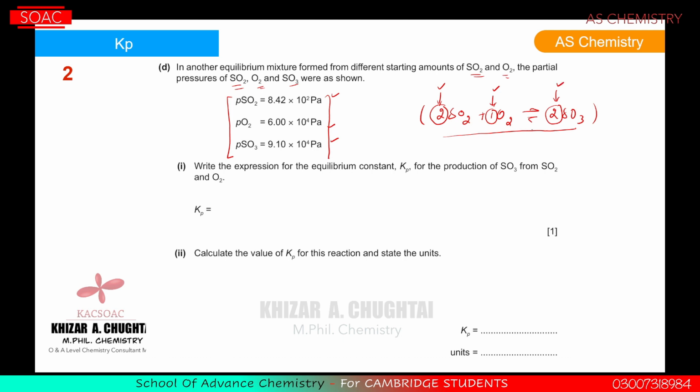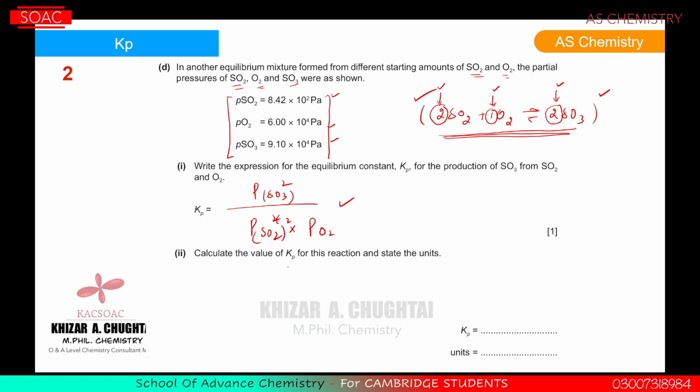So according to this equation, this reaction, I'm going to write the expression of Kp with respect to this equation. So partial pressure of the species present on the right hand side, that is SO3, raised to power 2 divided by pressure of SO2 raised to power 2 multiplied by partial pressure of O2. So this is the overall true expression of Kp for this said reaction.